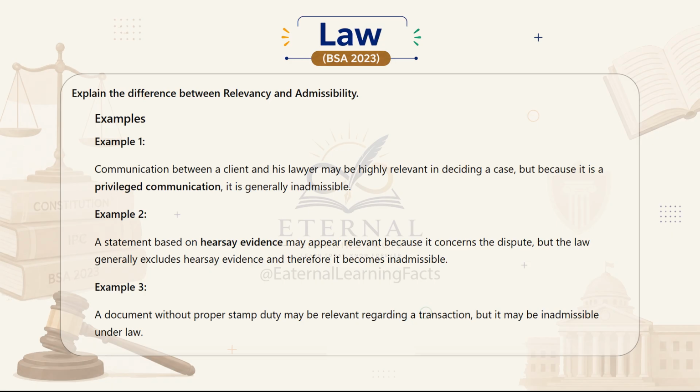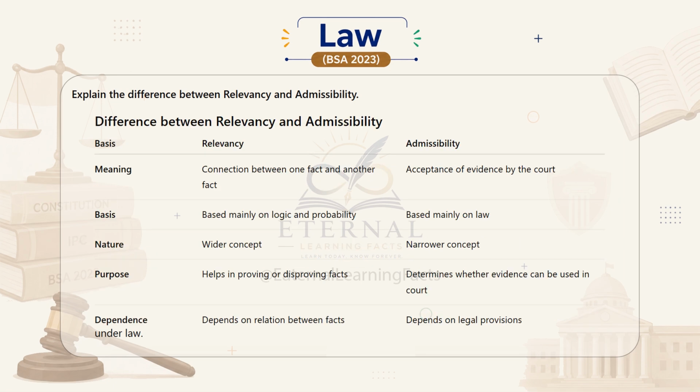Example 2, a statement based on hearsay evidence may appear relevant because it concerns the dispute, but the law generally excludes hearsay evidence and therefore it becomes inadmissible. Example 3, a document without proper stamp duty may be relevant regarding a transaction, but it may be inadmissible under law. Difference between relevancy and admissibility.